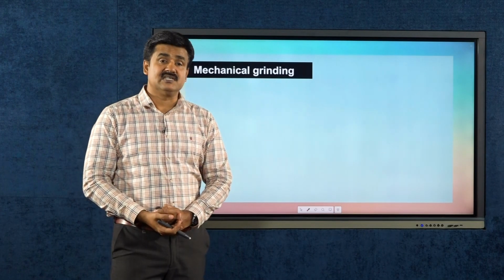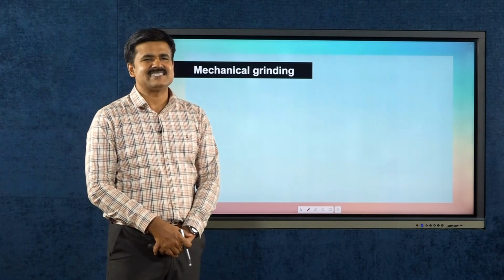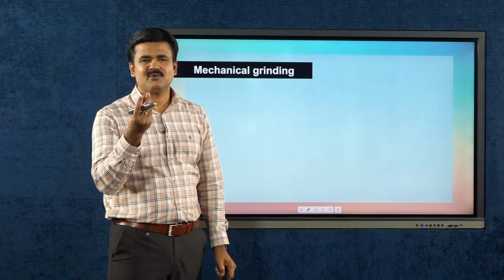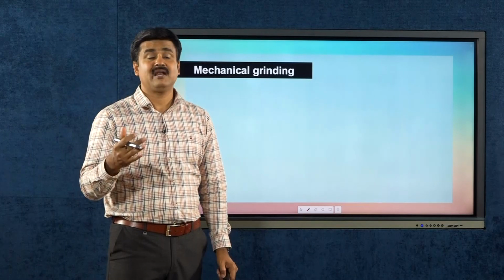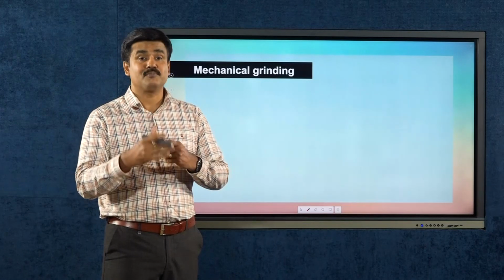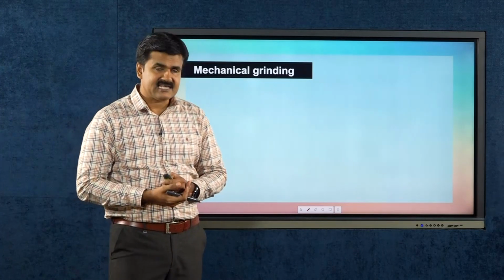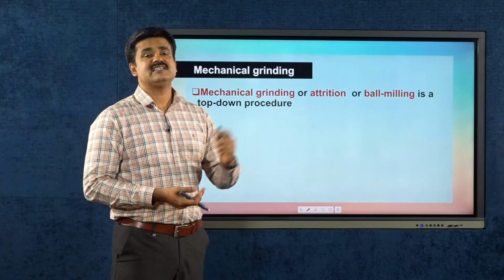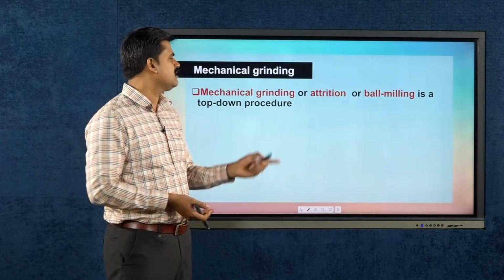Now, the third top-down approach is also a very popular method. The approach adopted here is similar to powdering our common chili or powdering our rice, etc., by using a mill, a flour mill or the like. Here we are producing small-sized nanoparticles with the same procedure we adopt in flour mills. So, mechanical grinding or high energy ball milling is otherwise called attrition. All these are synonyms: attrition, high energy ball milling or ball milling, or mechanical grinding.